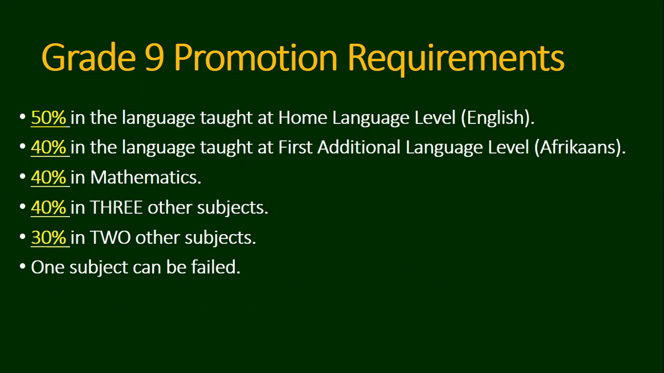Your daughter needs to achieve 50% in the language taught at a home language level. At Springs Girls High School, this is English. She needs to attain 40% for the language taught at first additional language level. For us, that's Afrikaans. She needs 40% in mathematics, 40% in 3 other subjects, 30% in 2 subjects, and then she may fail 1 subject. That is to say, she gets less than 30% for that subject.